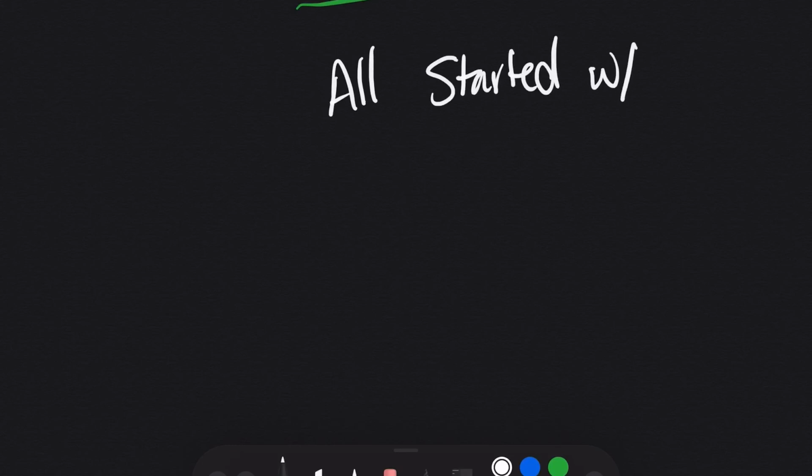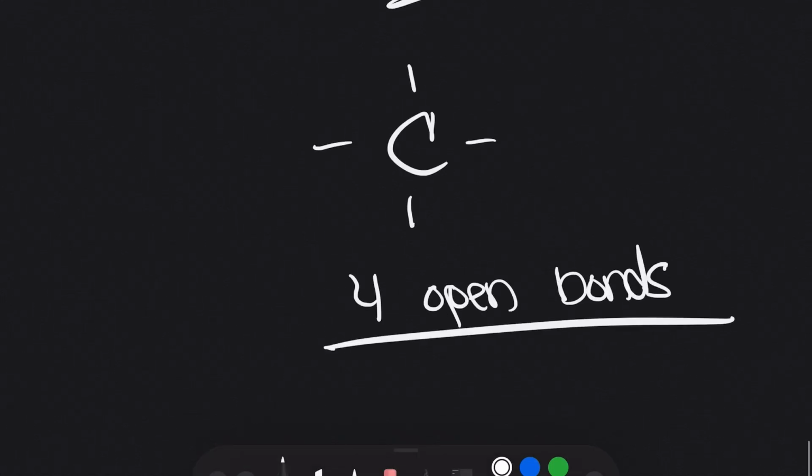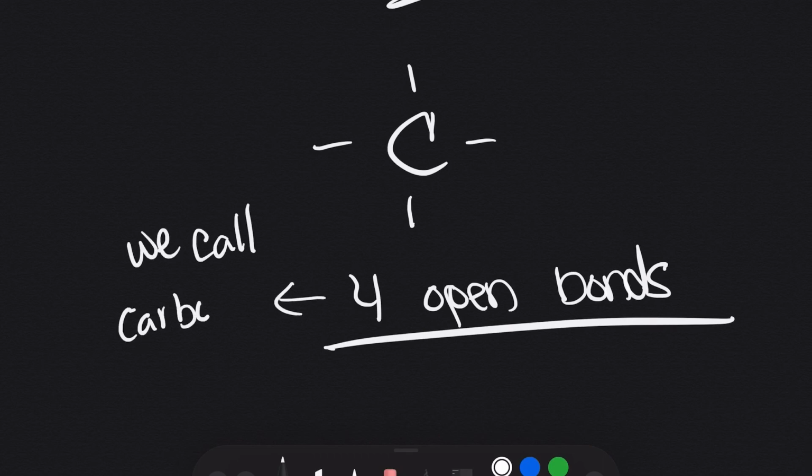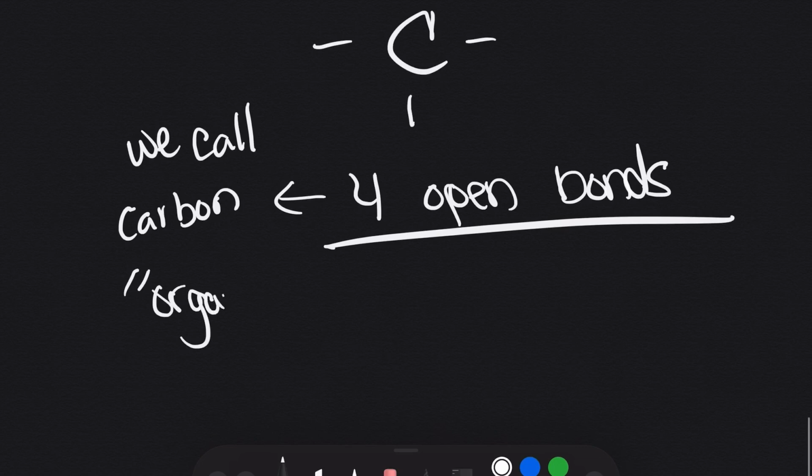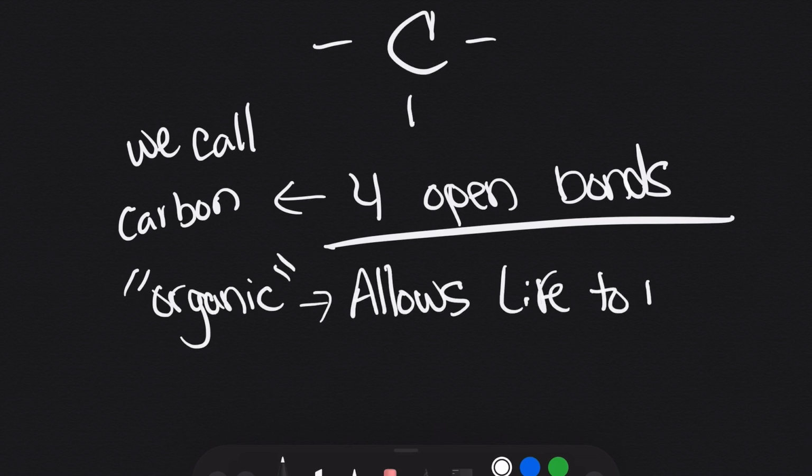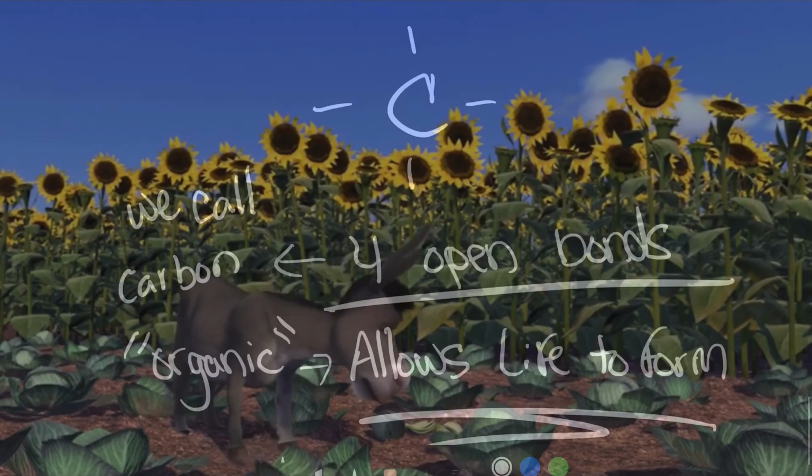And it all started with carbon. Why is carbon so special again? Carbon's able to form 4 bonds, and since it can form 4 bonds, we call it organic. Organic, just like the section in the grocery store, basically means it is good for life. When we go look on alien planets for life, we're looking for carbon and water because this is what we need to build our macromolecules.